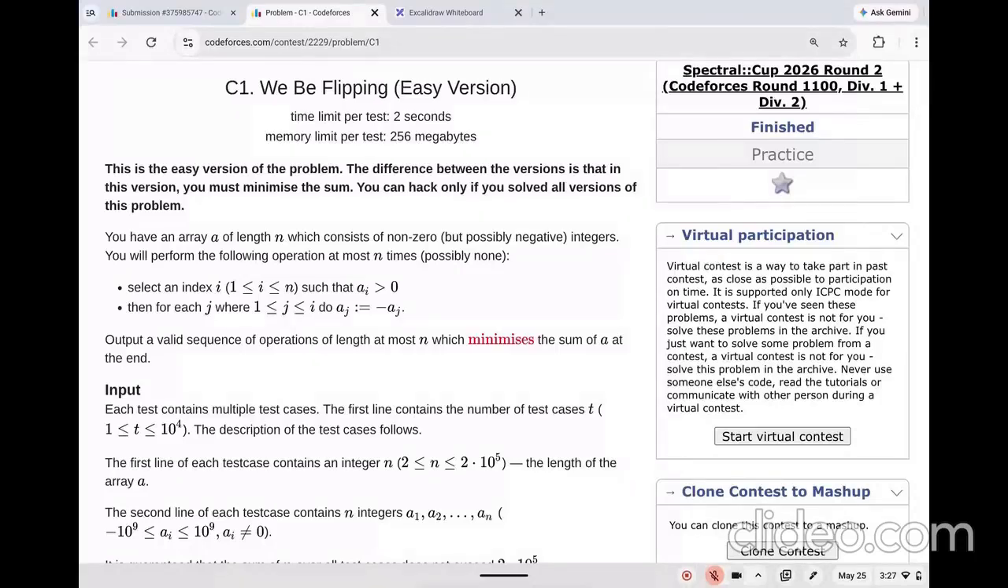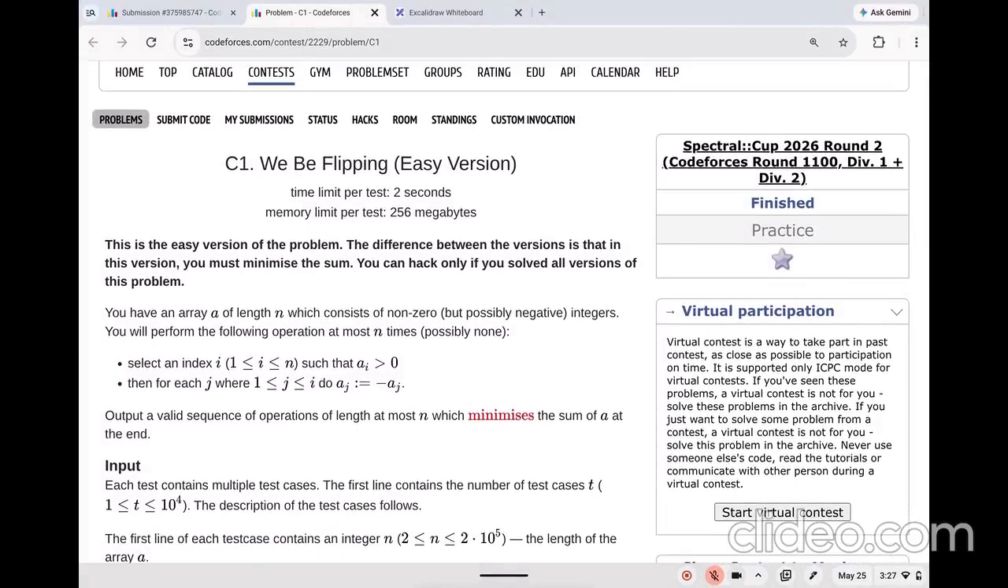Hello everyone. So today we will solve the third problem of the contest Spectral Cup 2026 round 2. This is Codeforces round 1100. All right, so let's read the problem statement.